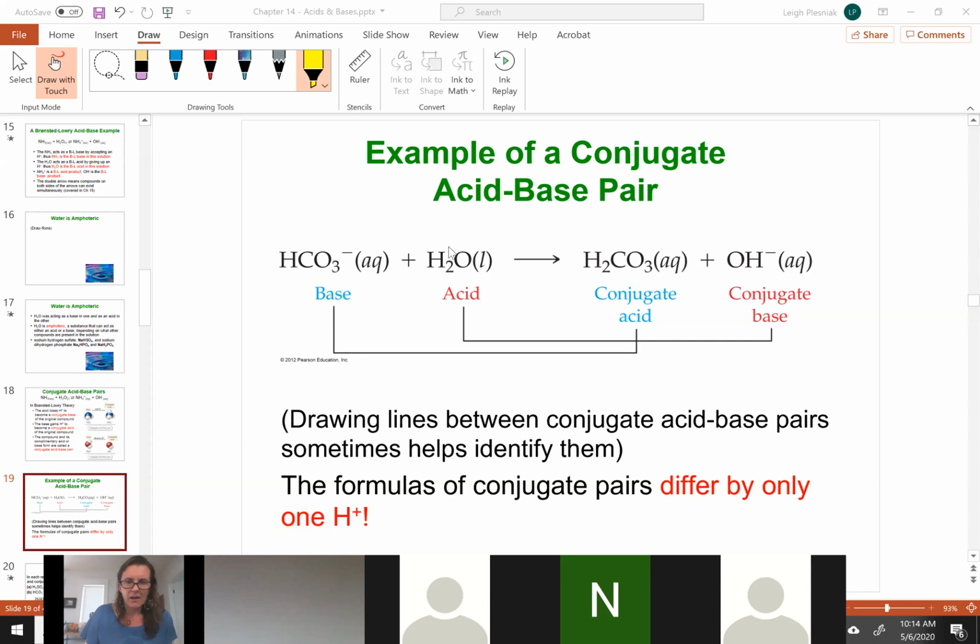And again, here we have water, H2O. Hydroxide differs from water just by the H+. So this is the acid form, and this is the base form. And notice that I have a base and acid on the reactant side, and I have an acid and a base on the product side.